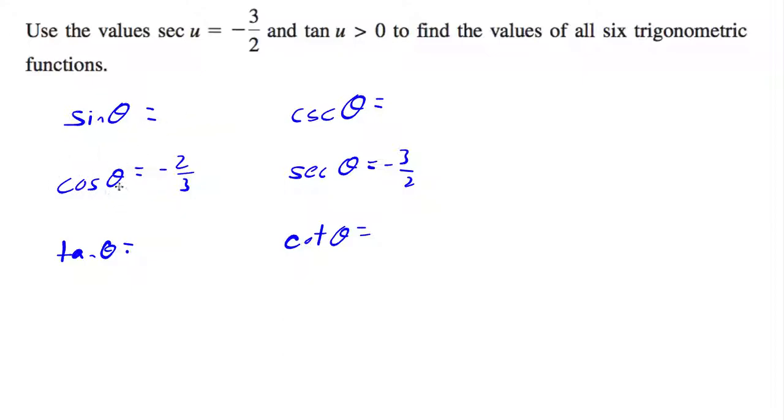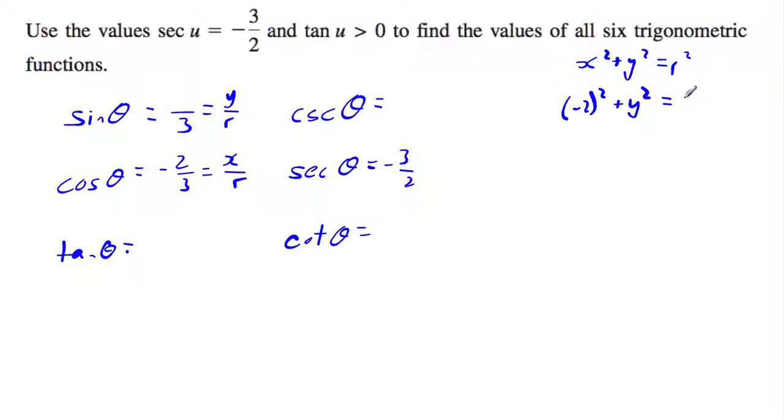Don't forget that cosine is x over r, so this is x over r. Because sine is y over r, we know that now the radius is 3. So we just need to find the y value, and we do that by x squared plus y squared equals r squared. So here, if x is negative 2, plus we want to find y is equal to 3 squared. So y squared is equal to 9 minus 4, so y is equal to the square root of 5.